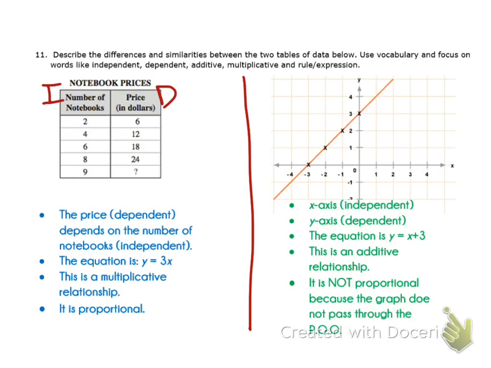Alright, let's look at the graph now. Remember, you always graph your independent variable on the x-axis. Your dependent variable is always graphed on the y-axis. If we were to write an equation or a rule for this line graph here, it would be y equals x plus 3. Remember, since we're adding, it's an additive relationship. It is not proportional because this graph does not go through the point of origin. So those are just some differences and similarities. There are multiple answers that you could have come up with for number 11.